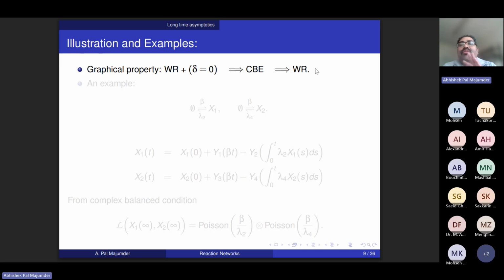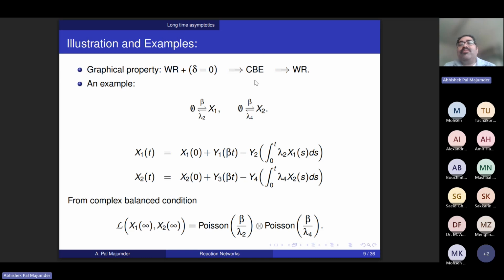So in a very overall sense, if I want to generalize, if the reaction network is weakly reversible, then we can say it has a complex balance equilibrium, in a very loose sense. So if I have this very simple reaction, 0 goes to x1 and x1 goes to 0, and then 0 goes to x2, x2 goes to 0, this is a very nice weakly reversible reaction, and it is also known to have a complex balanced equilibrium.